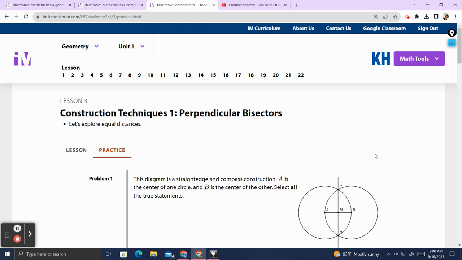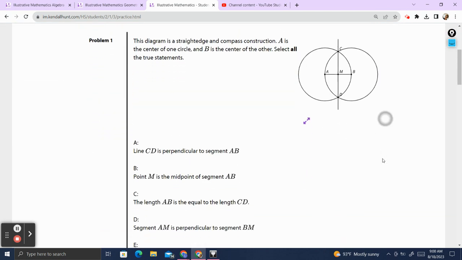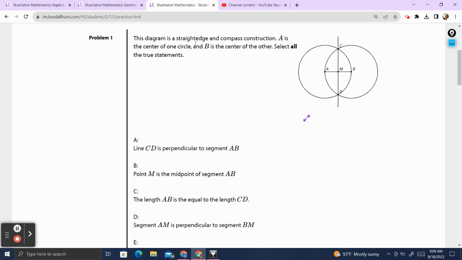Let's get started. Problem 1. This diagram is a straight edge and compass construction. We just talked about this construction in the last video, so if you need a second to go back and review how you create this type of construction of the overlapping circles, then make sure to go back and check that out. A is the center of one circle and B is the center of the other. Select all the true statements.